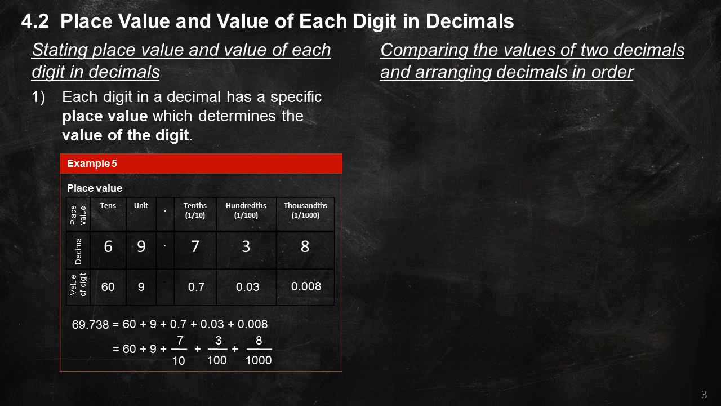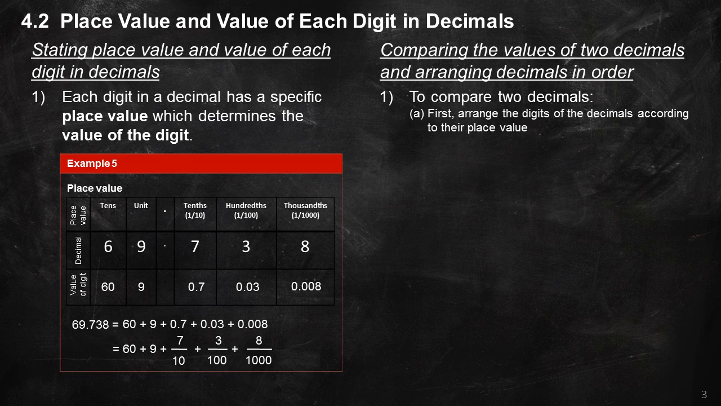Comparing the values of two decimals and arranging decimals in order. 1. To compare two decimals. A. First, arrange the digits of the decimals according to their place value. B. Then, compare the value of each digit from left to right.